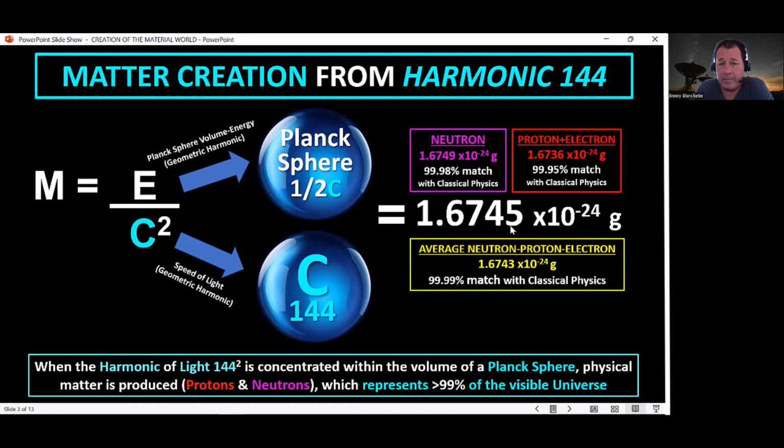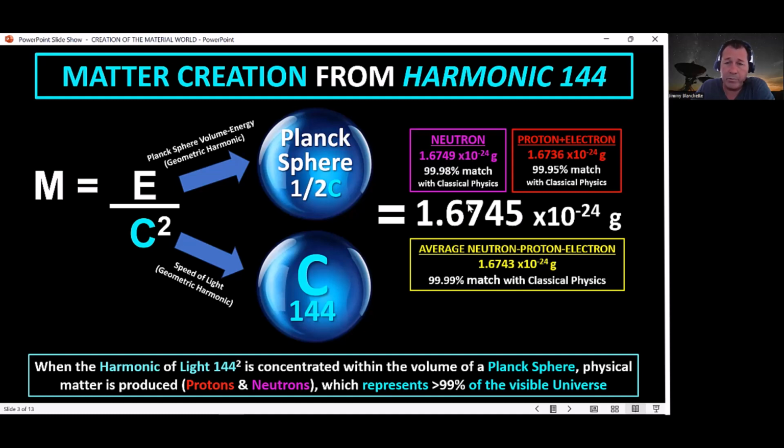Now, amazingly, what we're seeing here is that this value matches very nicely the value of the neutron, proton, and electron that I discussed earlier, which makes up all the elements of our periodic table. All the atoms are made of neutrons, protons, and electrons. So the mass of the neutron, for instance, is 1.6749 by 10 to the power negative 24 grams.